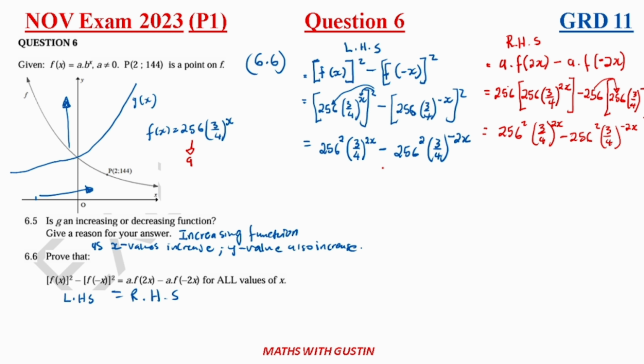So if we check these things, the left hand side here is also equal to the right hand side. So we have proven that for all values of x, this would actually be true. Let's check this one. 256 squared is also 256 squared there, and then 3 over 4 to the power of 2x, 3 over 4 to the power of 2x, negative, and then 256 squared is checking out. There it is, and also the last one is also equal.